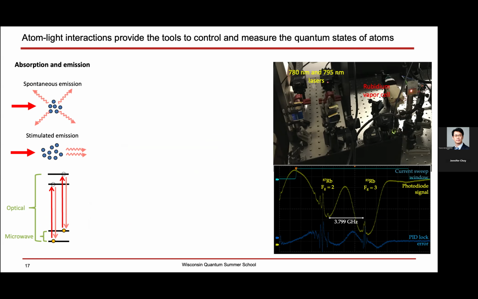The other process is known as stimulated emission. The idea is that you're sending in coherent streams of photons that excite these electrons from ground to excited state. Then once it is sitting in the excited state, before it has a chance to spontaneously decay, it is coherently driven back to the ground state.